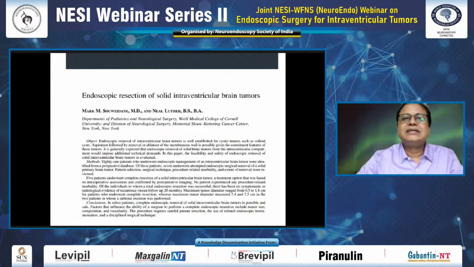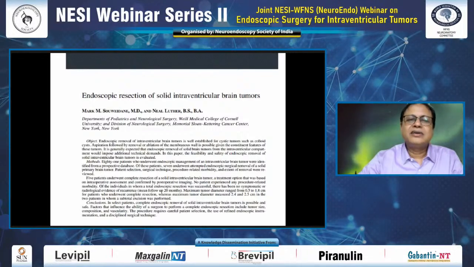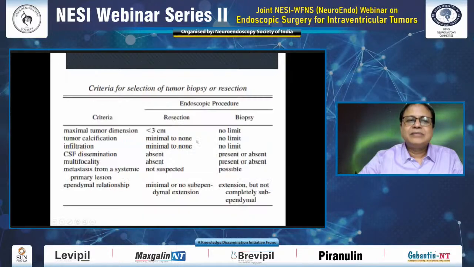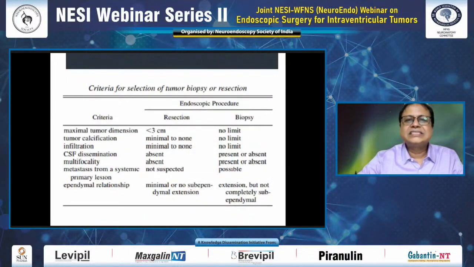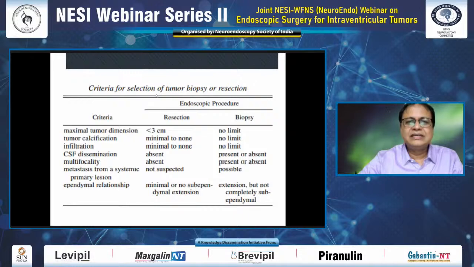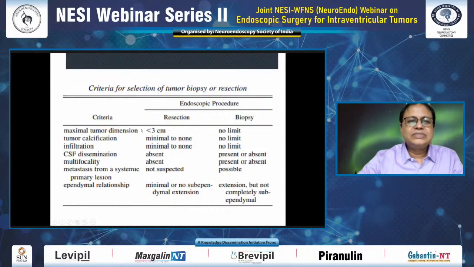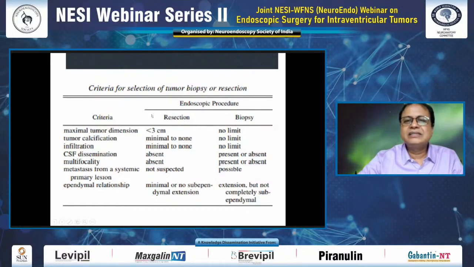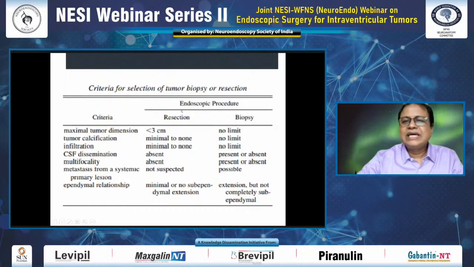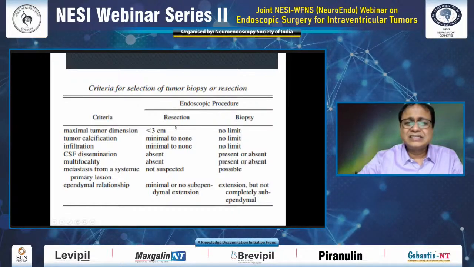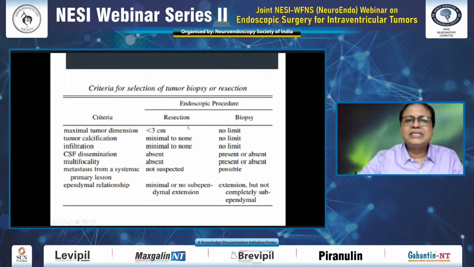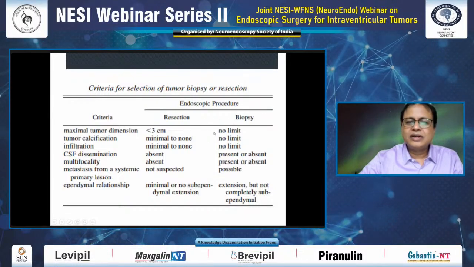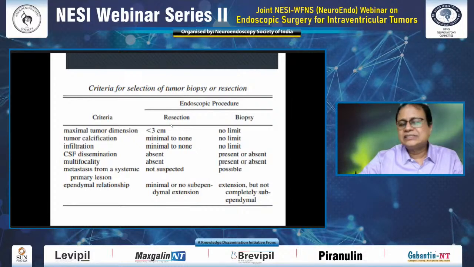Now this paper came long ago, in 2006, where they reported the criteria for selection of a tumor for biopsy or resection. Though many people say 2 centimeters, they have gone up to 3 centimeters in size where one can do an endoscopic resection. But to do a biopsy, there is no size limit. For a resection, it is 2 to 3 centimeters. But for more than 3 centimeters, probably the microscope or an exoscope is better. An exoscope is just an extension of the microscope.